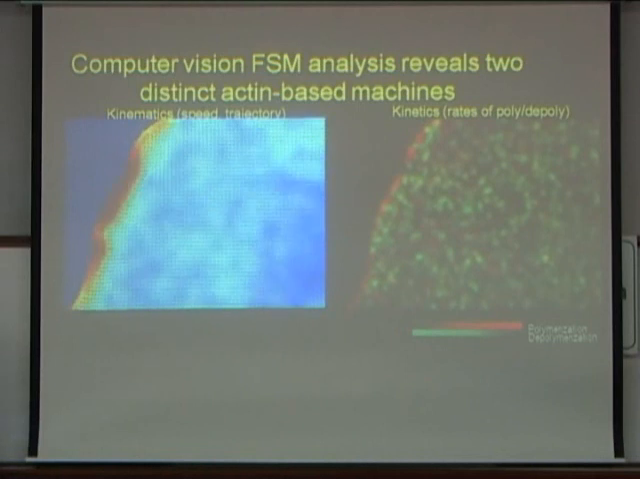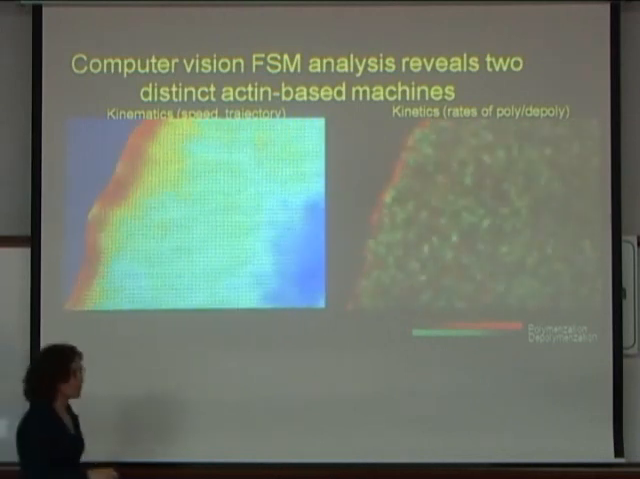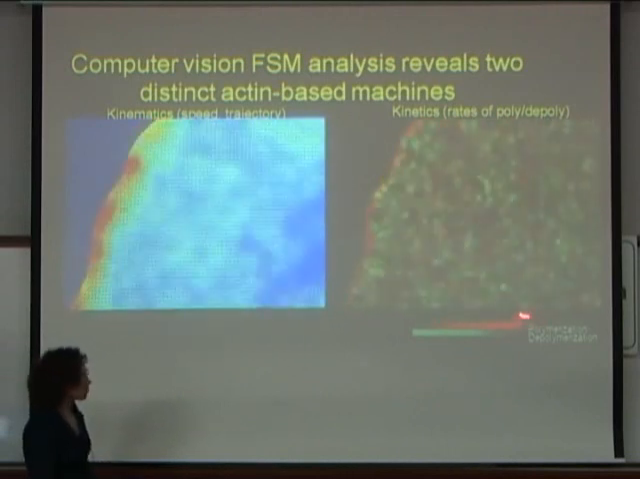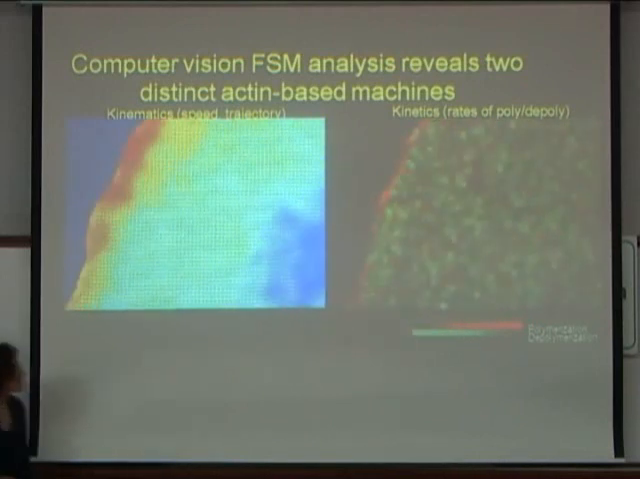And here we have a kinetic map where the rates of disassembly and assembly are encoded in red and green, where the rate of polymerization, fast, equals bright red, and the fast rate of depolymerization equals bright green.